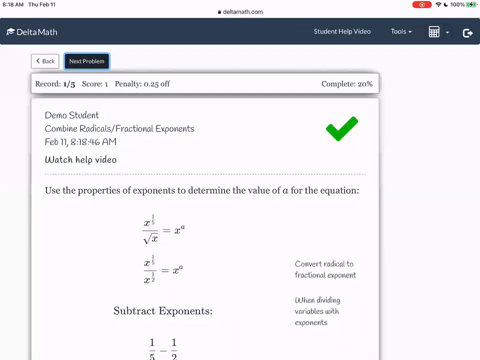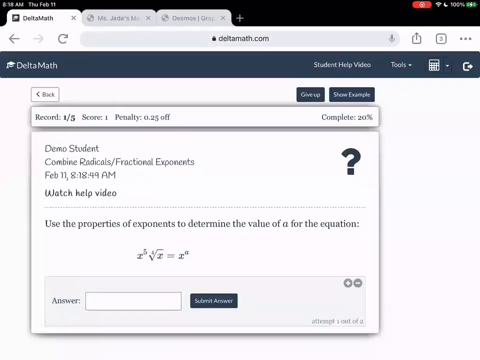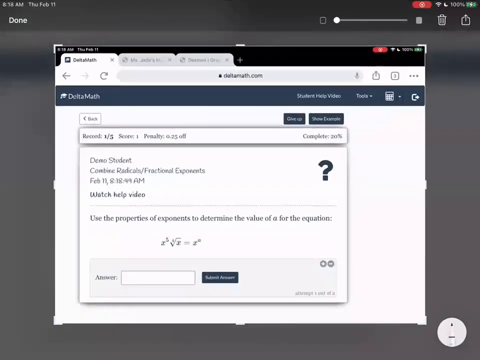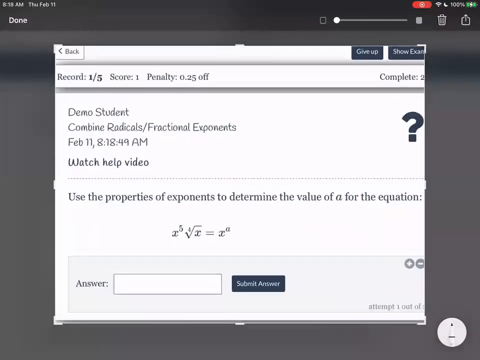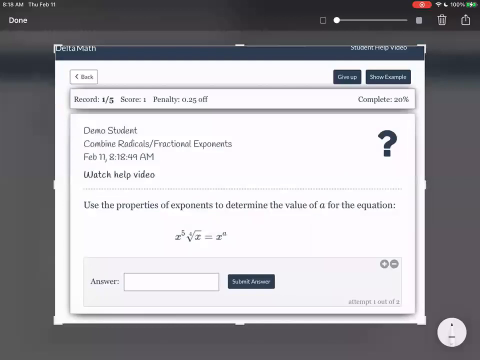Okay, let's do another couple problems from this category. All right, use the properties of exponents to determine the value of a for the equation. And then they give us the equation. So just to remind you, determine the value of a. So only put a value.